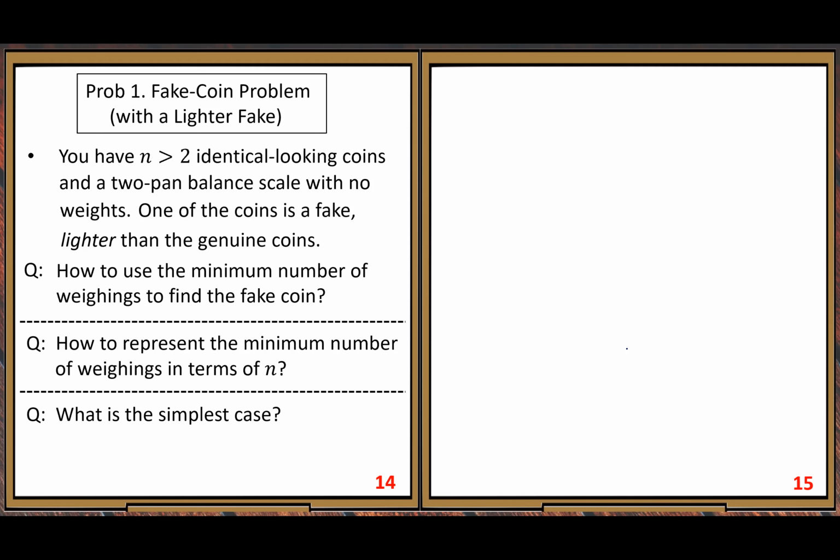How to represent the minimum number of weighings in terms of n. So our last step, we need to find the number of weighings as a formula in terms of n. An n expression. Using n to write a formula. Our last step. What is the simplest case? At this point, if I ask you to write that formula directly, it could be hard, right? Think about it. Do you feel it's hard to write that formula immediately? Yeah, it's hard.